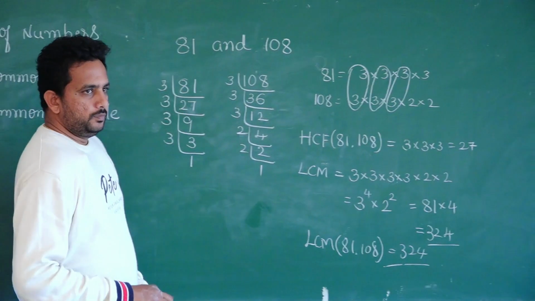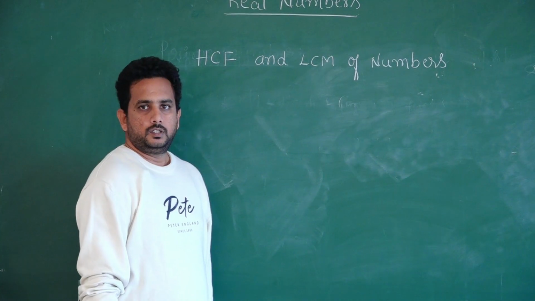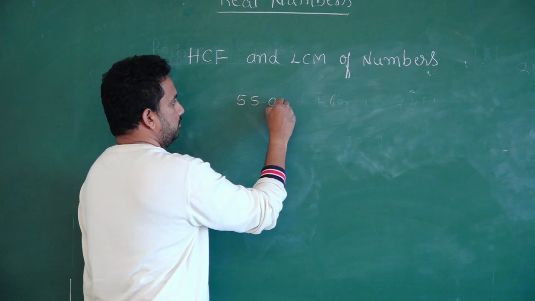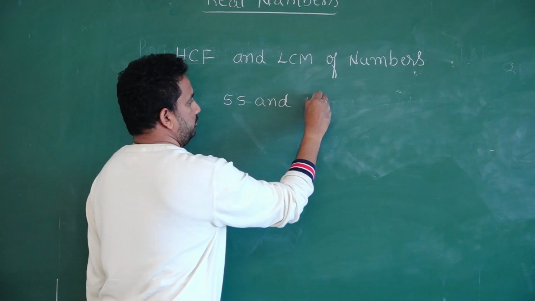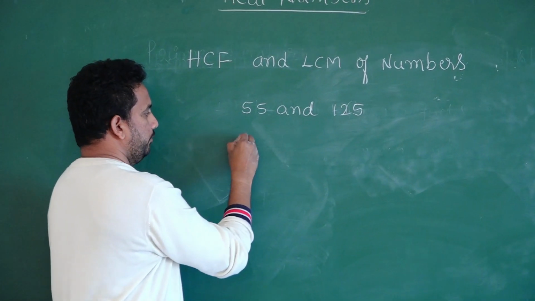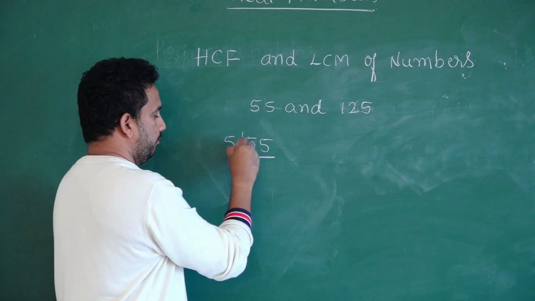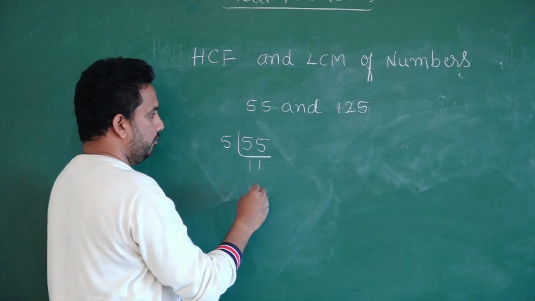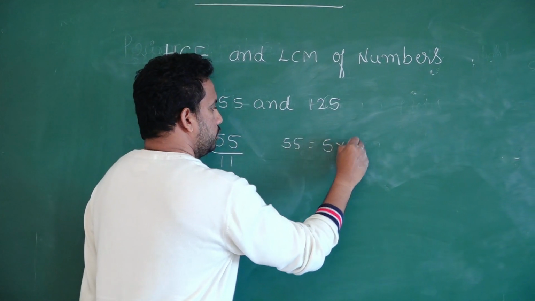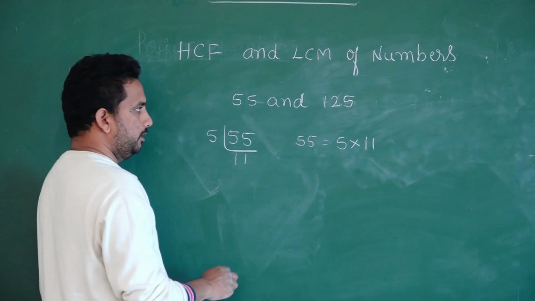Okay, next we continue. We take another example: 55 and 125. First write the prime factors of 55. 55 is divisible by 5, so 55 is equal to 5 into 11. 11 is a prime number and 5 is also a prime number.